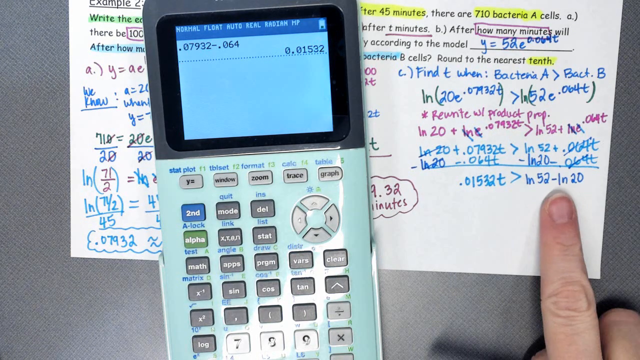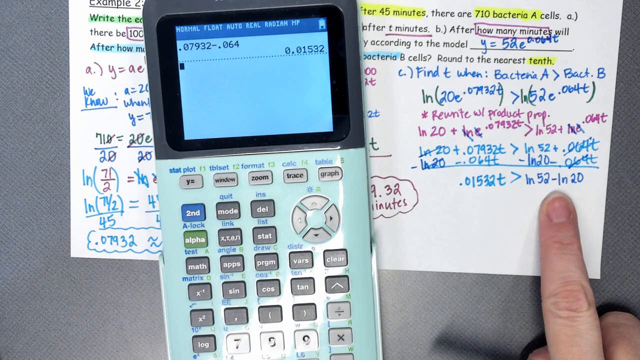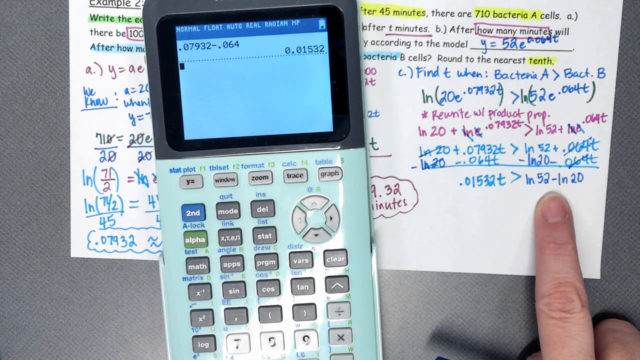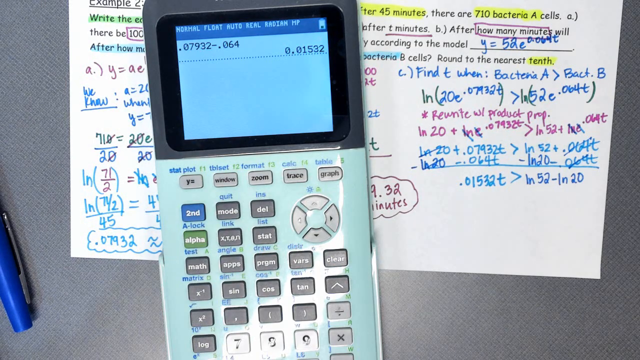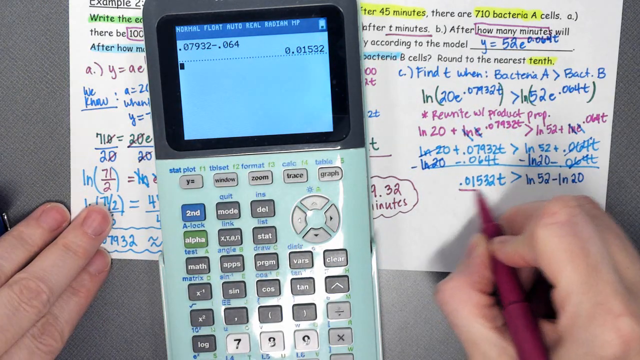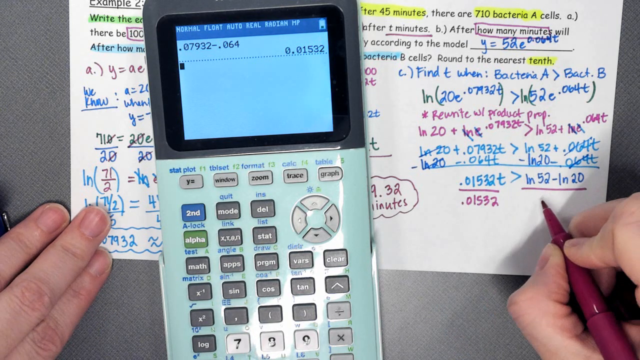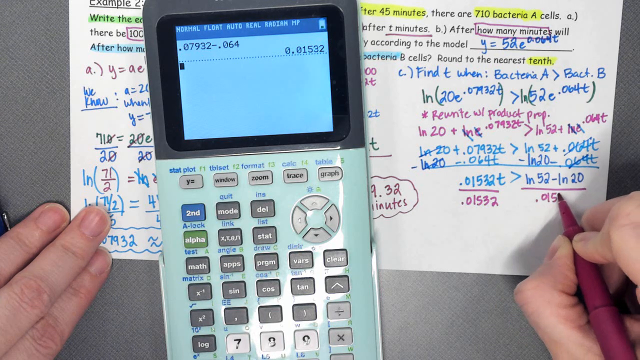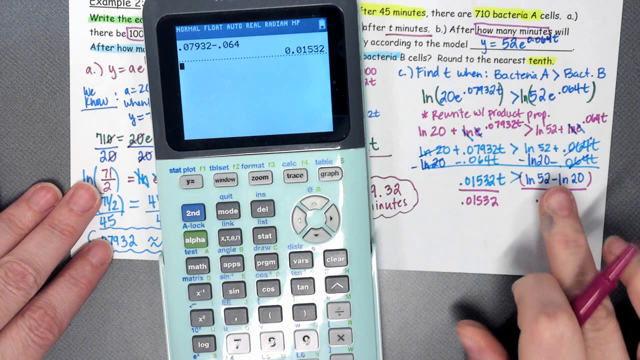Okay, now once you get here, you can rewrite that with the quotient property if you want to. You don't have to. So I'm just going to keep it like this. You could rewrite it as the natural log of, in parentheses, 52 divided by 20, but you don't have to. You can just go ahead and divide this, which is honestly what I recommend, because I don't want you to accidentally combine something incorrectly here.